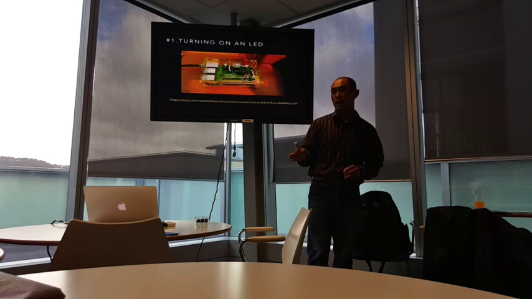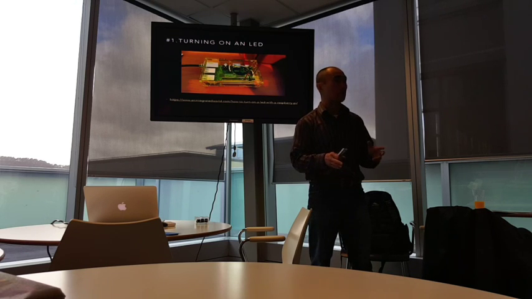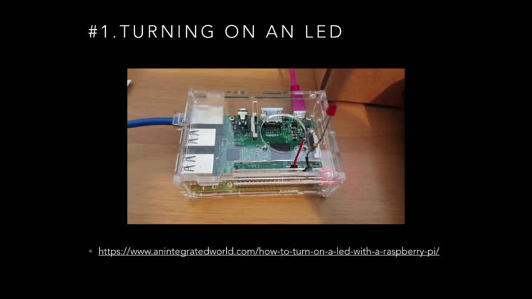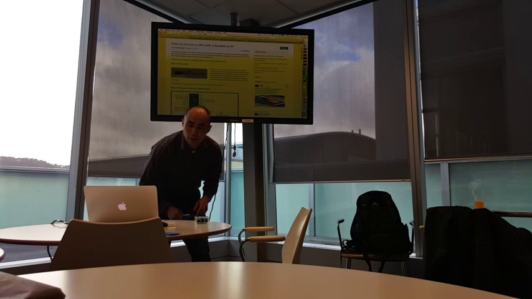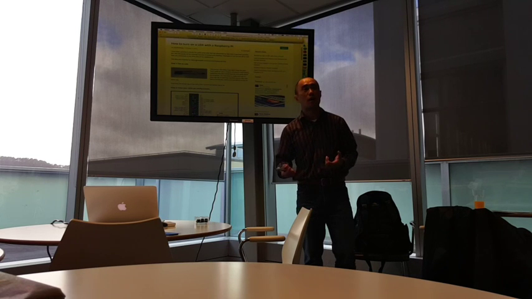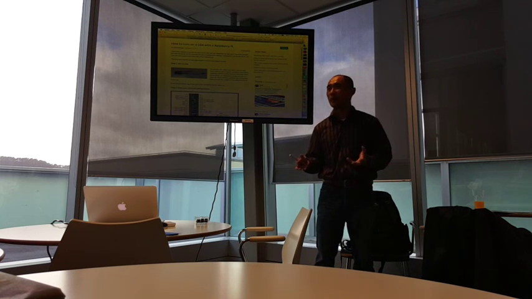Going through this now, it actually seems really, really simple, but at the time it felt impossible. I went through the process and I wrote about it on my blog. You can see down here, how to turn on an LED with a Raspberry Pi. So the first step I did was I grabbed an LED, I grabbed a resistor, some wires, some connectors, and I started soldering. That was the easy part.